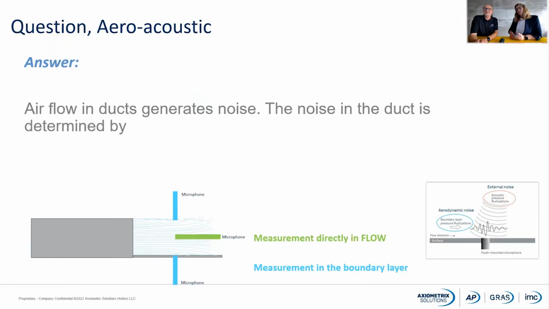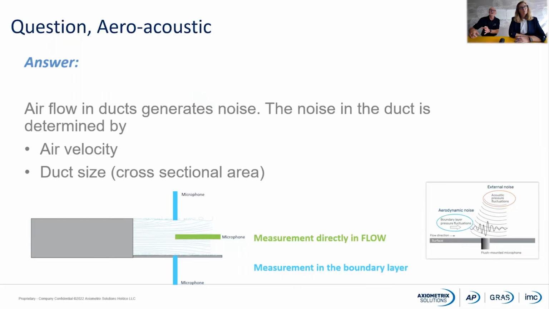I also have to tell all of you that this is a very, very big subject, and we will not be able to cover everything during today's live event. It's something where we can use hours to explain, so I will try to do it very short. When measuring airflow in a duct system, the noise in the duct system can be determined by the air velocity, the velocity of the air, and the size of the duct.